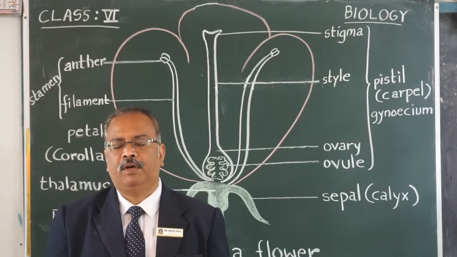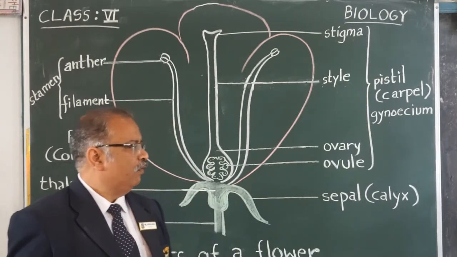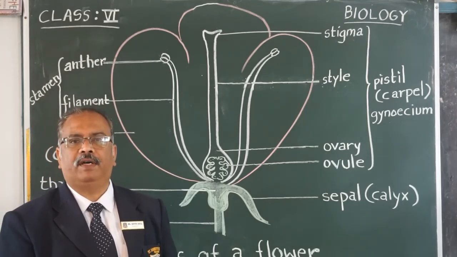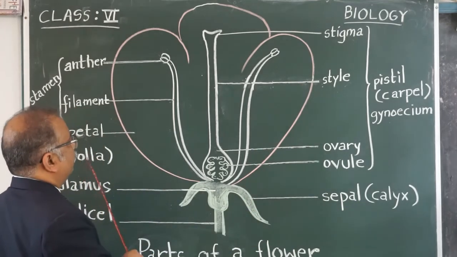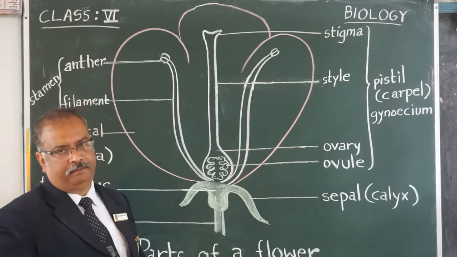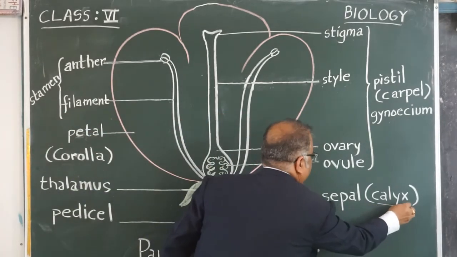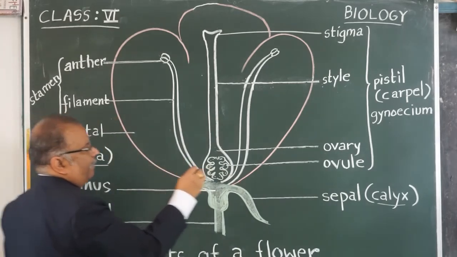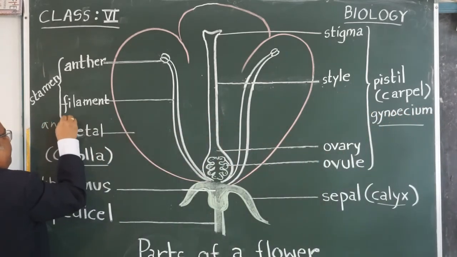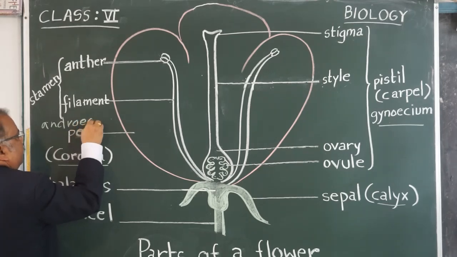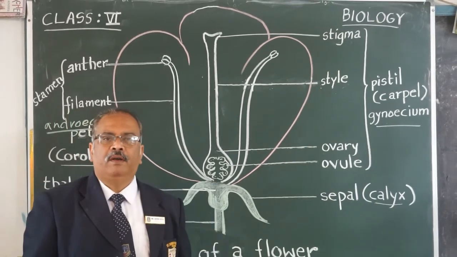One more question you can add to your assignment is to mention the functions of the 4 whorls of the flower, that is calyx, corolla, androecium and gynoecium. So mention the functions of the 4 whorls of the flower.